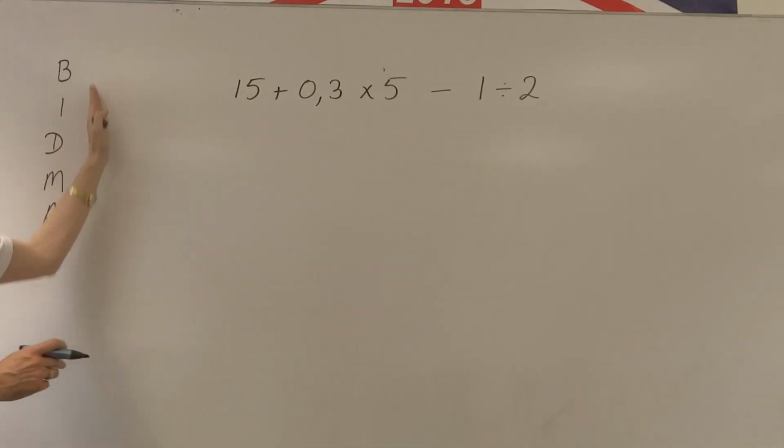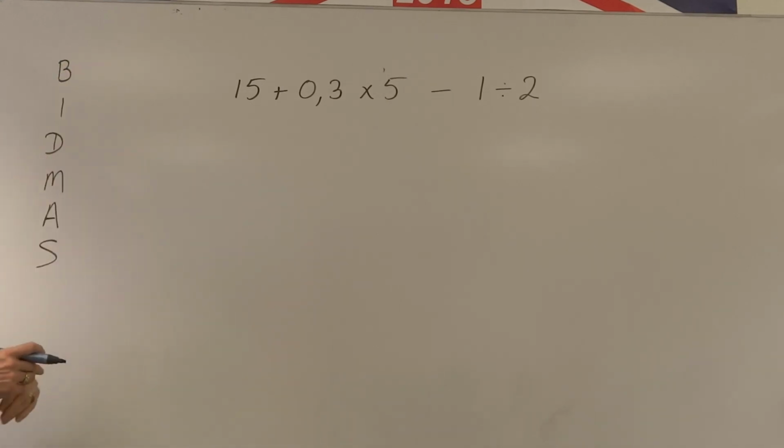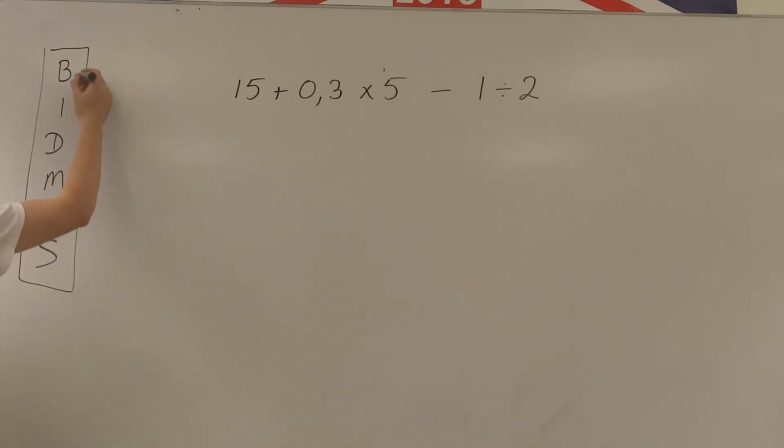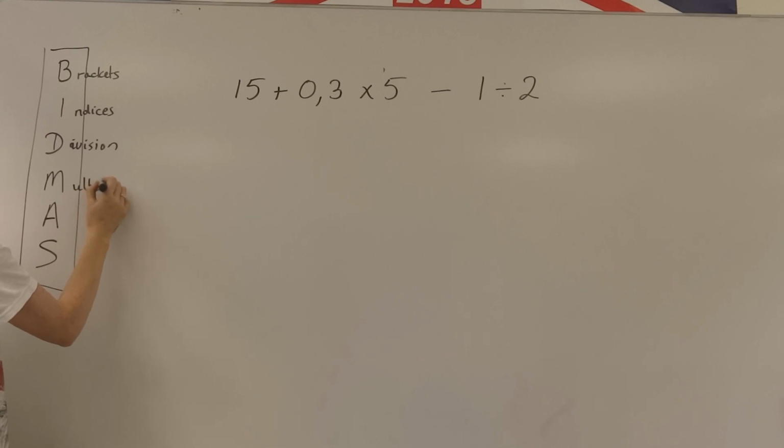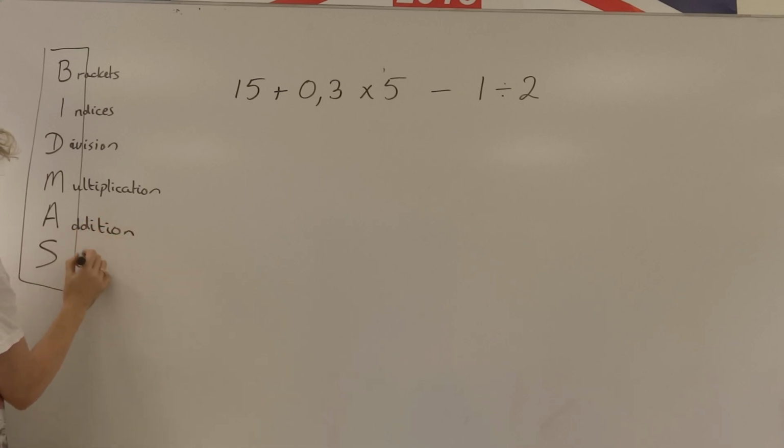And the way we can remember what we do first is by remembering this little keyword, BIDMAS. So it's just one of those buzzwords that we talk about in English, and it helps you remember what order you do everything in. B stands for brackets, I stands for indices, D for division, M for multiplication, A for addition, and S for subtraction.